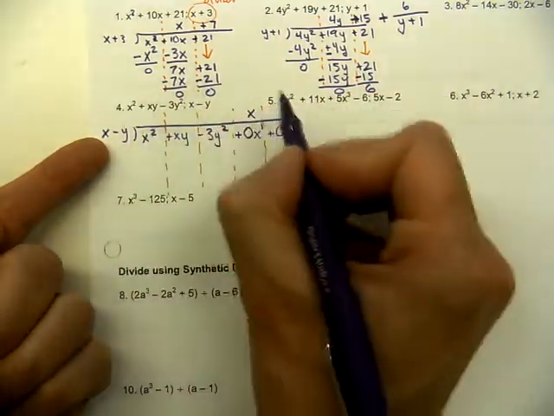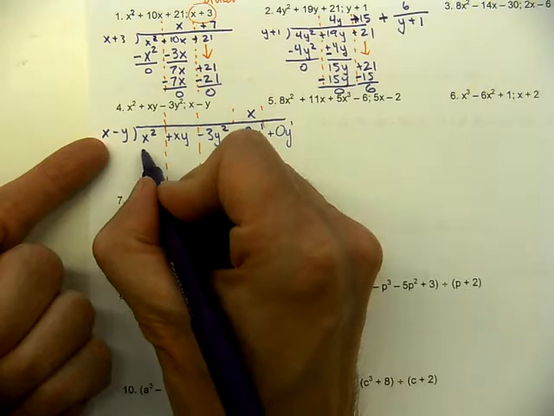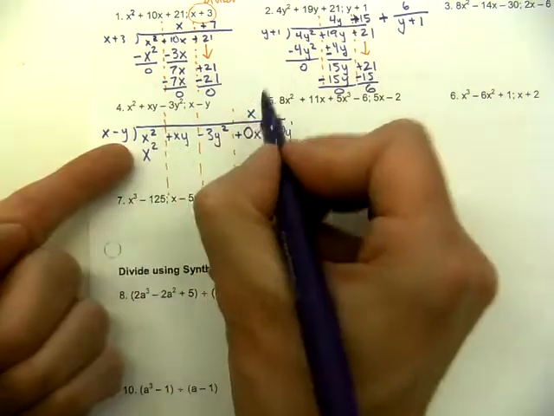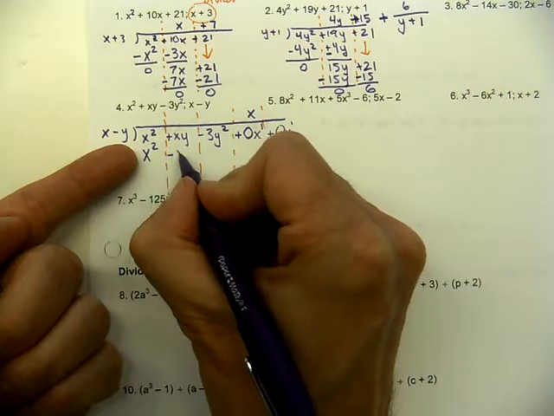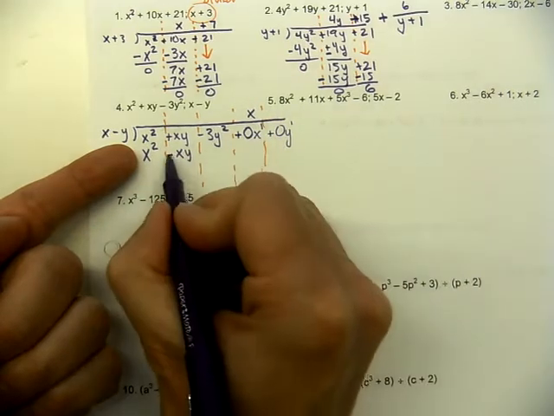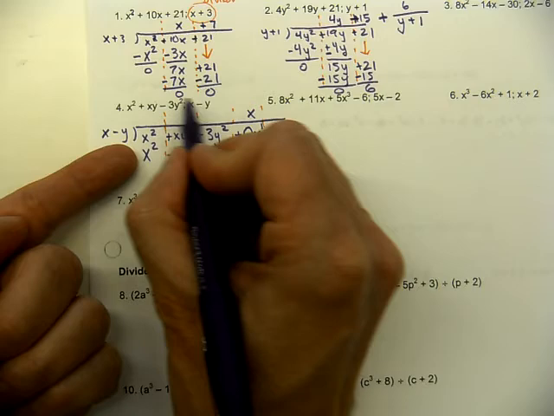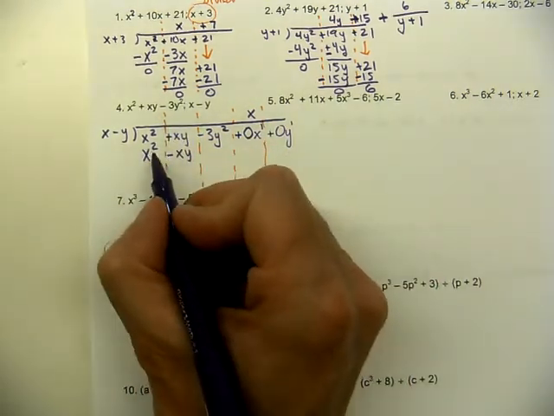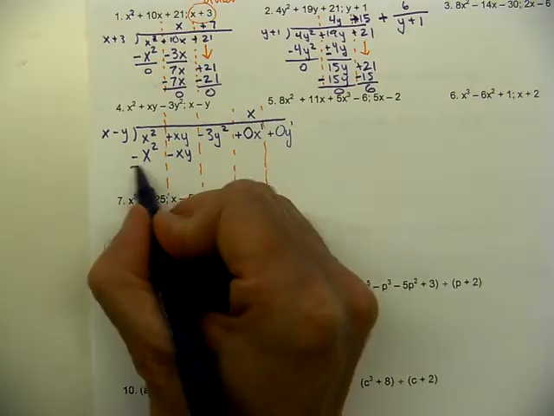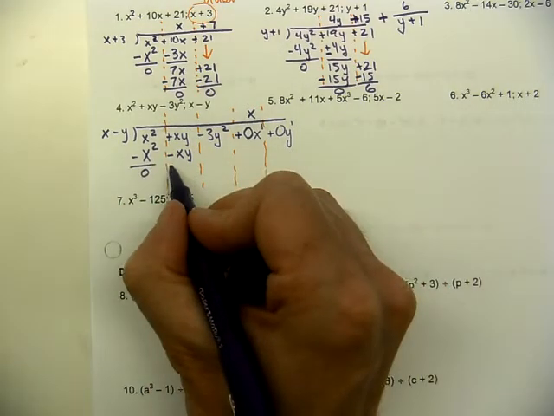Now distribute to the divisor. So x times x is x squared. That goes in the column of x squareds. x times a negative y is a negative xy. That goes here in the column of xy. So notice that's a negative sign because we multiplied positive times a negative. You have to watch out here for the subtraction step. x squared minus x squared cancels out. That's no problem.